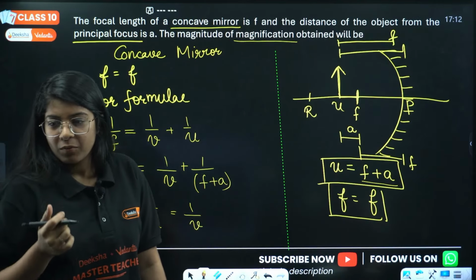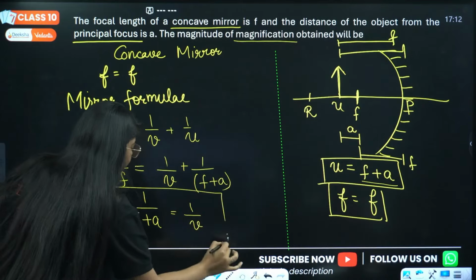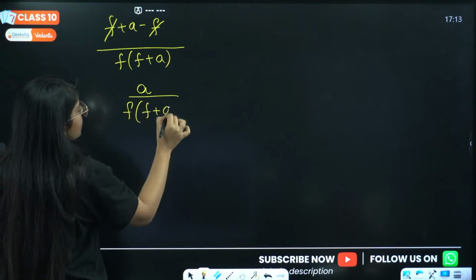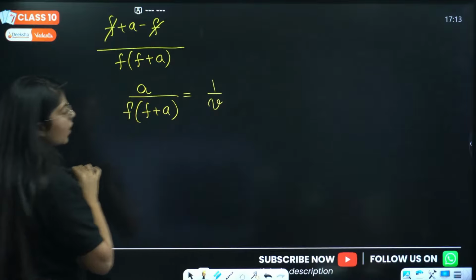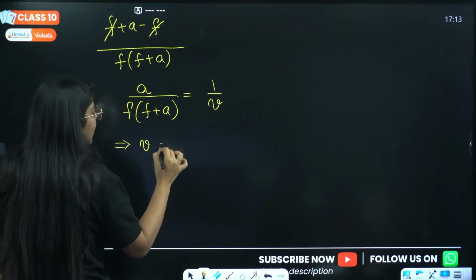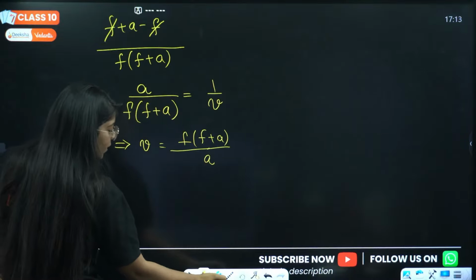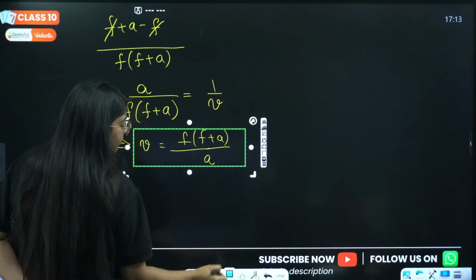Yes, very good, Divyanshu. See, till here everything is clear, okay? Then moving on, we'll take the LCM, that will be f into f plus a, right? Now the numerator will be f plus a minus f, correct? The LCM of this whole situation will be something like this. Now f and f cancel out. We have a divided by f into f plus a. This is 1 by v, understood? And from here v will be f into f plus a divided by a, correct? Till here everything is clear, okay?